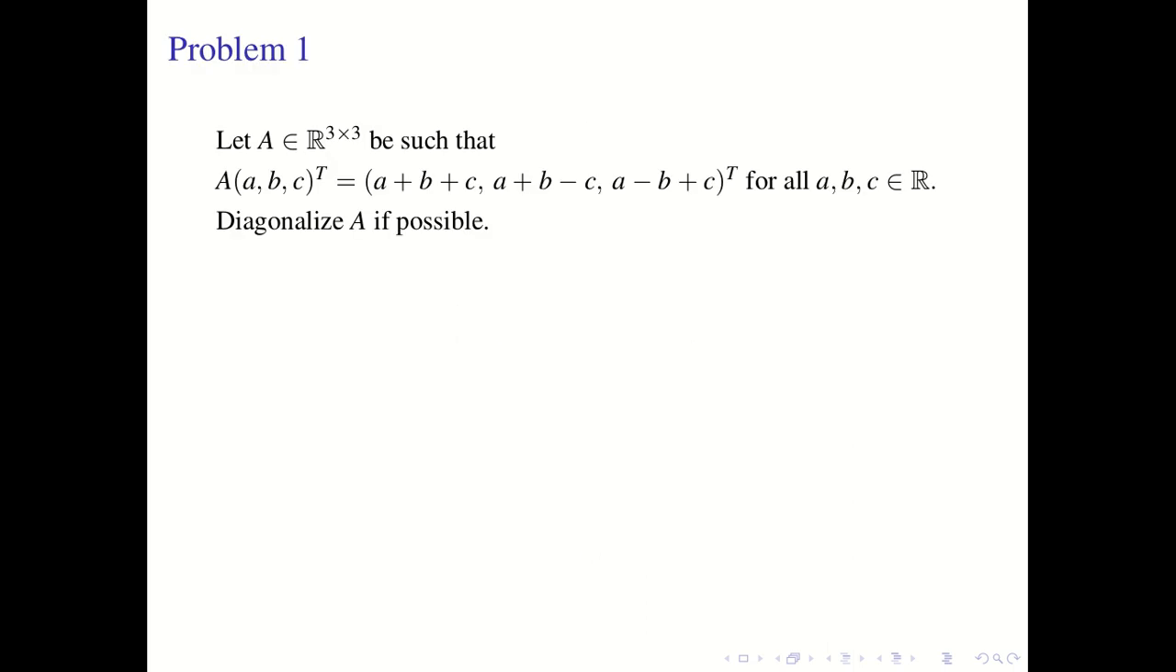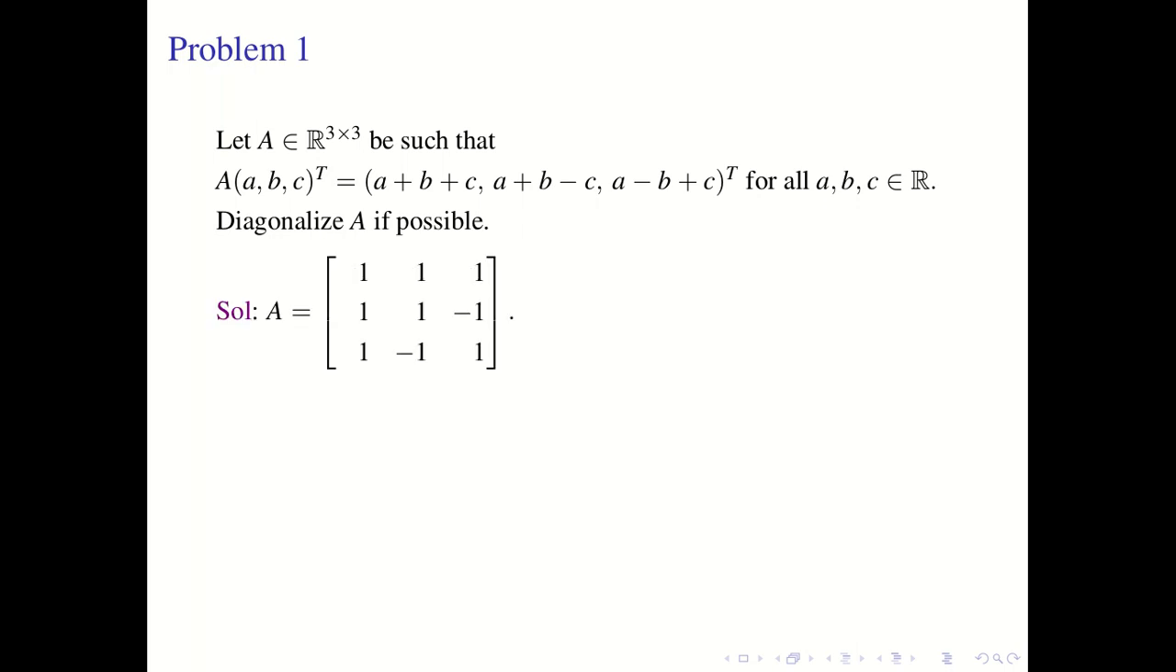Let A be a 3 by 3 real matrix such that A times (a, b, c) transpose is equal to (a + b + c, a + b - c, a - b + c) for all a, b, c in R. Diagonalize A if possible. So, here your first task is to find out whether it is diagonalizable. If yes, find a matrix P such that P inverse AP is a diagonal matrix.